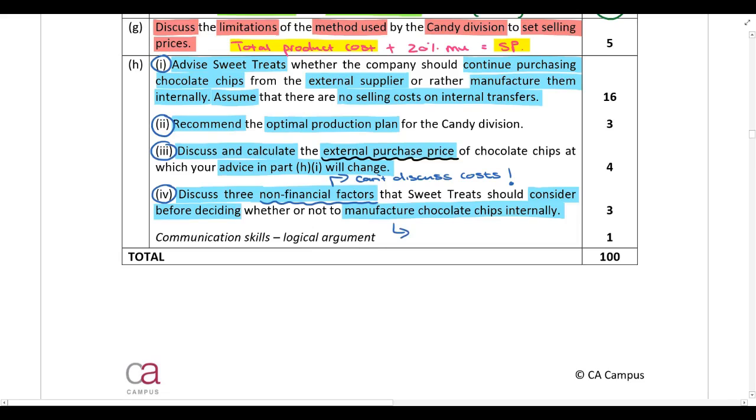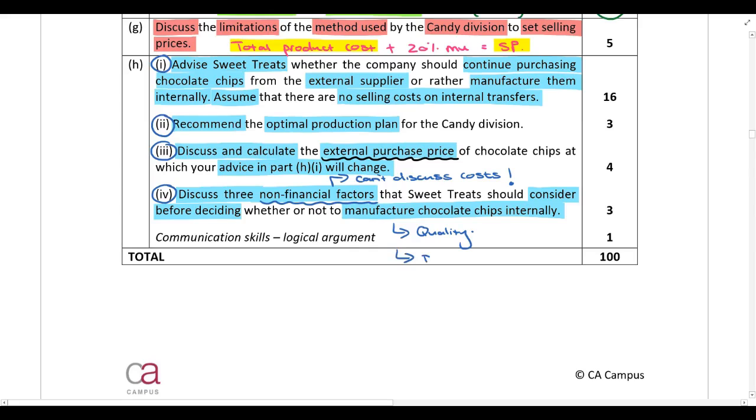Alright, so one of the things that they'll need to consider is the impact on the quality of the chocolate chips. Remember guys, the chocolate chips are used in the production of chocolate chip cookies. So we either want the quality to be the same or we want the quality to be better. We don't want the chocolate chips to be a worse quality if they are manufactured internally, because then obviously that could cause reputational damage because of the fact that those chocolate chips are being used in the production of the chocolate chip cookies.